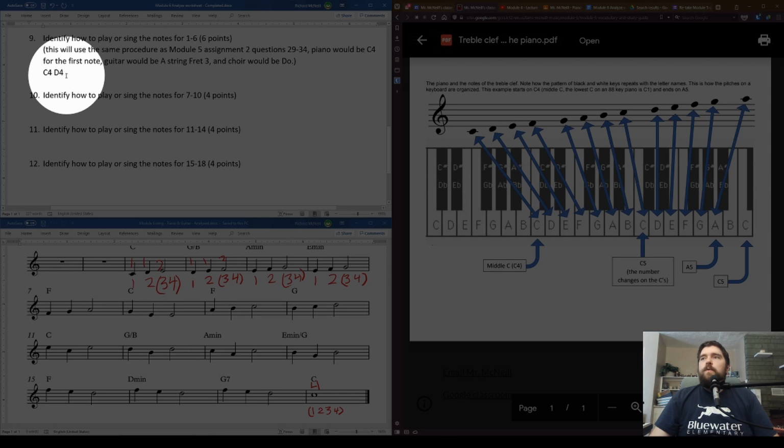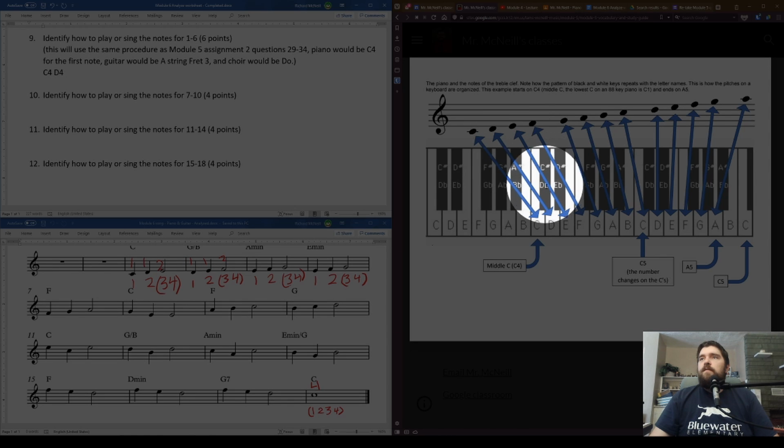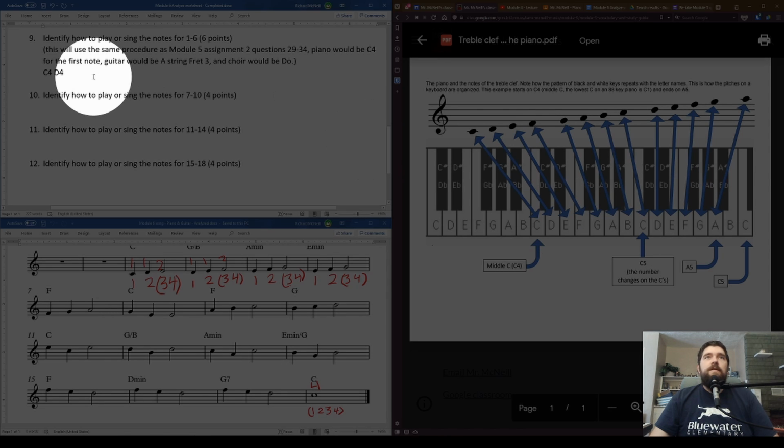Great. Our next one is on the bottom line of the staff. I follow the arrow. That one is an E, and it is above C4, below C5, so it is E4. As long as it is below C5, the number is going to be a 4.